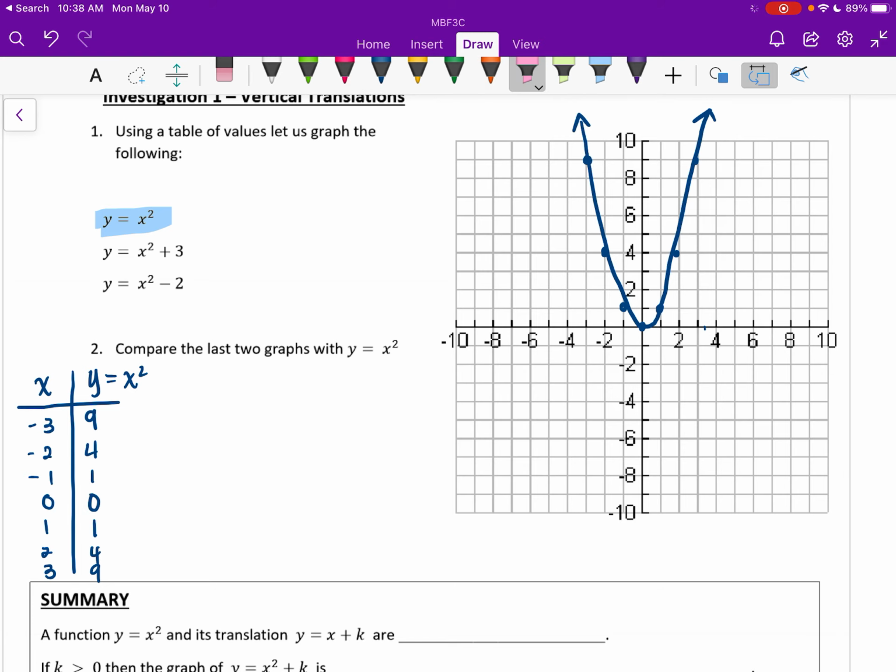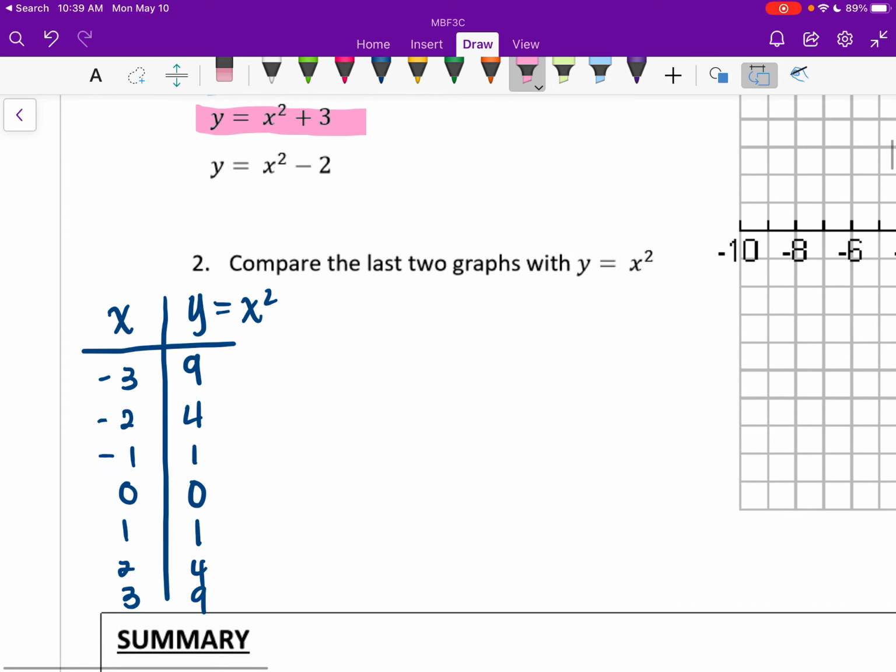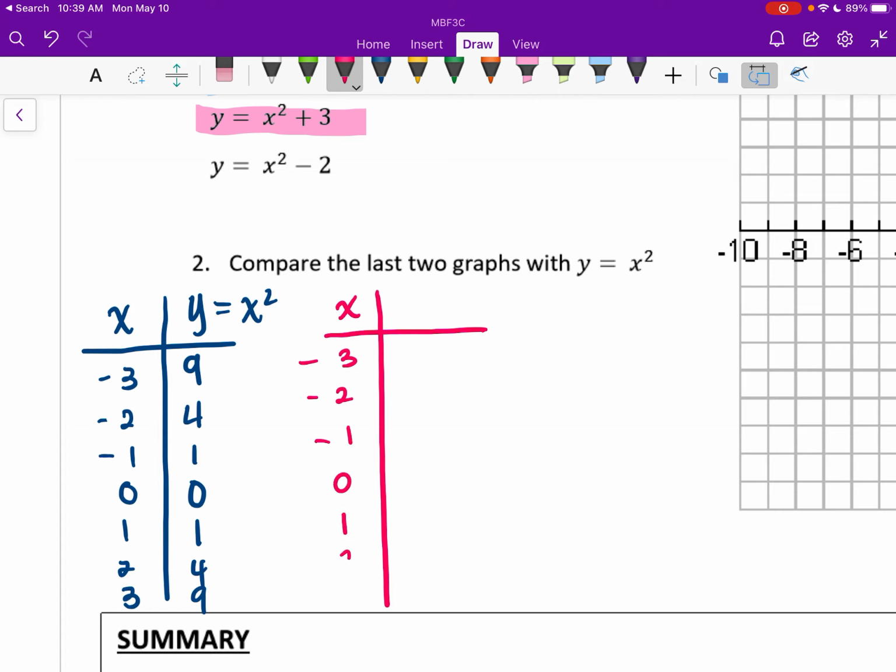So then I'm just going to move on. We can do x squared plus 3, right? So now I know that my new function is going to be y equals x squared plus 3. I'm going to use the same x's because it just makes sense for me. So -3, -2, -1, 0, 1, 2, 3. And it says y equals x squared plus 3. So I'm going to start doing that. My y here is going to be -3 squared plus 3, which is equal to 9 plus 3, which is 12.